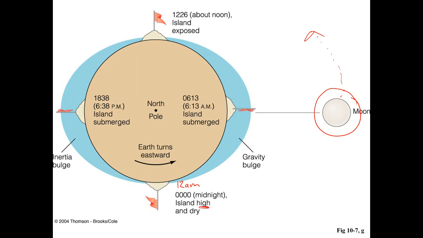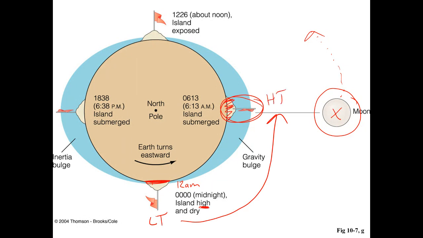We're saying we're starting at an island that is high and dry. In other words, this is low tide, right? The island is exposed, okay? We're going to go 1/4 of the way around. We are in alignment now with them, so we're going to have to experience high tide. The island is submerged. Now we have high tide.